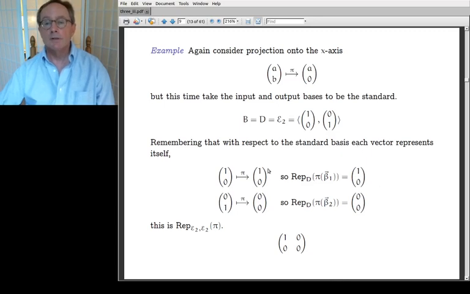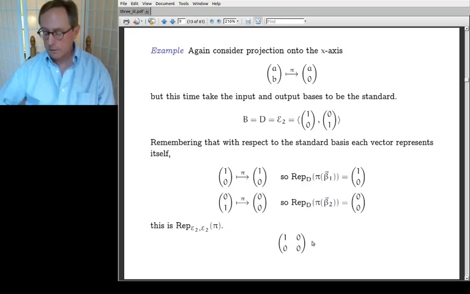So how do you represent 1, 0 with respect to E2? And you might remember that for the standard basis, every vector represents itself. So 1, 0 represents itself. And again, for the standard basis D, every vector represents itself, so 0, 0 represents itself. A 0 is always represented by 0, 0. You take these 2 columns, you write them next to each other, done.